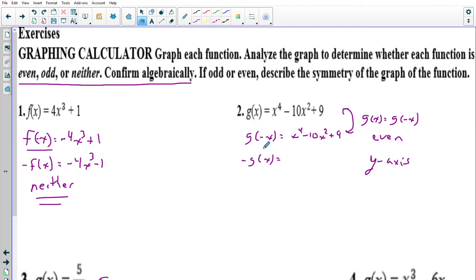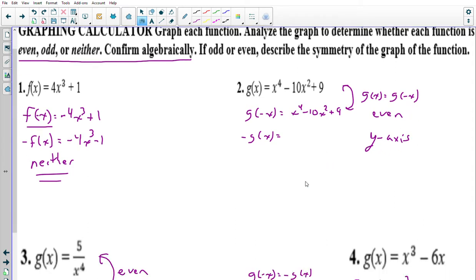None of the three are equal, so the answer to this is that it is neither. If you go to number 2, you're going to see that putting in negative x is the same thing as putting in x to the fourth, so you get the same thing, and therefore these two are exactly the same. That means g of x equals g of negative x. By definition, that means it's an even function and it's symmetric over the y-axis.